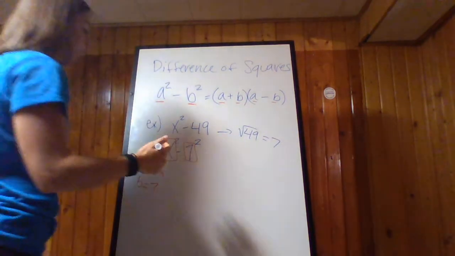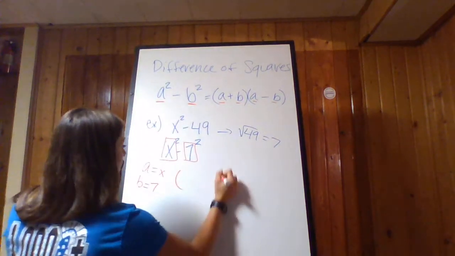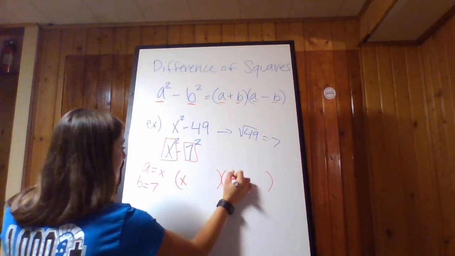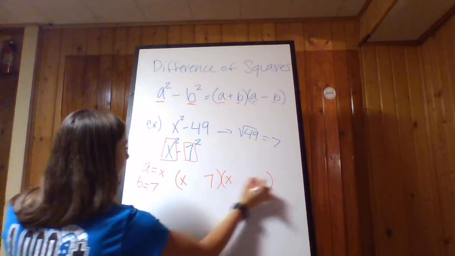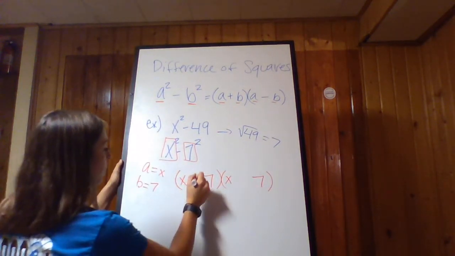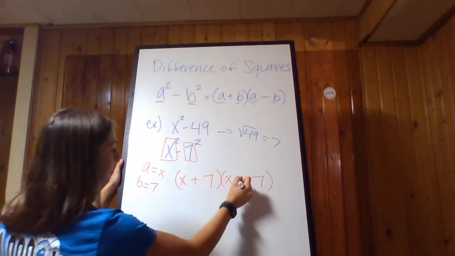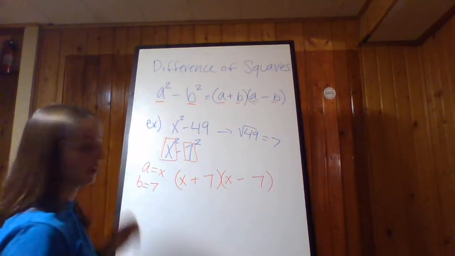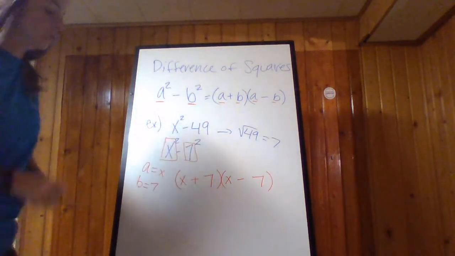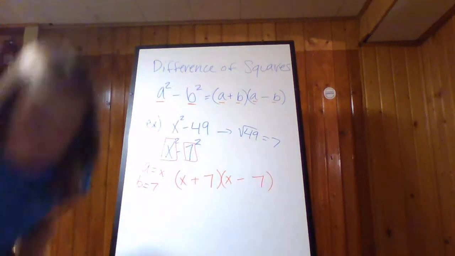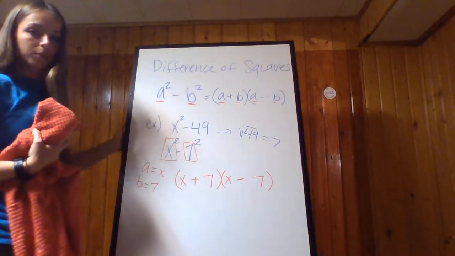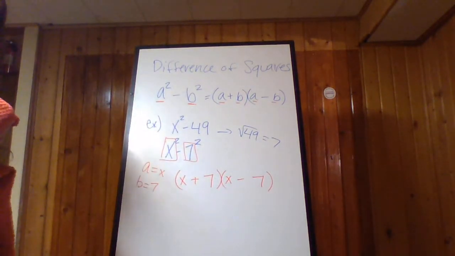So now let's write this out. Following the formula, I take my a and I put that in the beginning of each of these. I take my b and I put that in the end of each of these binomials. In one of them, it has to be a positive, and in one, it has to be a negative. And that's it. Okay? That's using difference of squares. Let's do one more example. I'll let you see that in case you need to pause it to write some of that down.